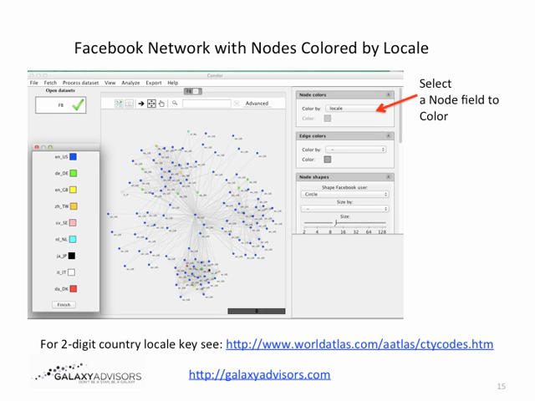In this case, I've selected Locale in the node colors, and that will color the individual people in your Facebook by locale. You can see the abbreviations there for the countries. There is a 2-digit country key if you go to www.worldatlas.com and then /ctycodes.html. That will provide you a key to all these codes. This link is available in the show more beneath the video as well.